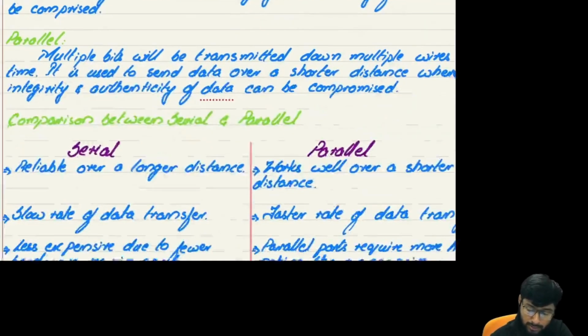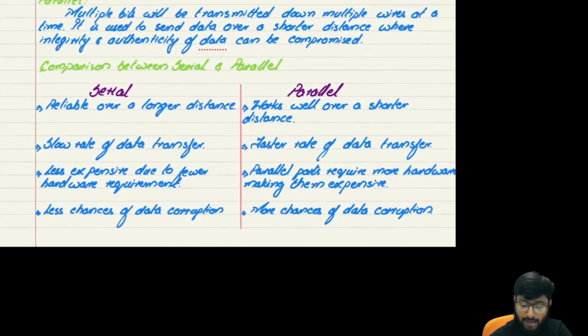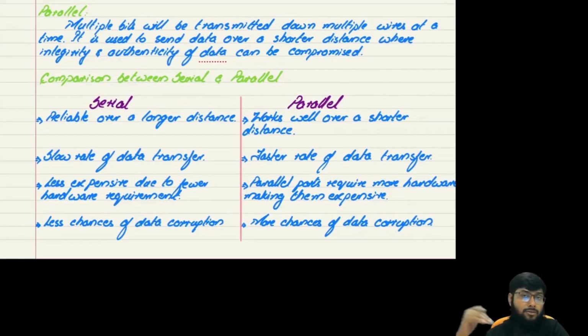Now the question comes in the paper: define the serial and the parallel transmission. Okay, you can write down these definitions as well. And sometimes they do ask about the difference between the serial and parallel. Okay, you may take the points for defining the serial and parallel from these differentiating points as well.